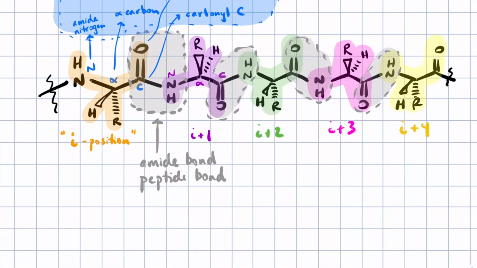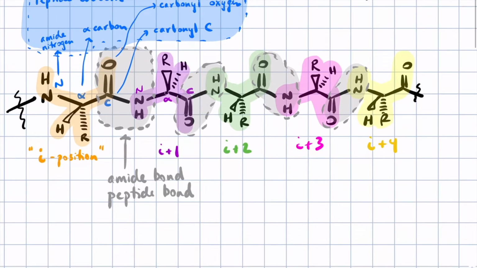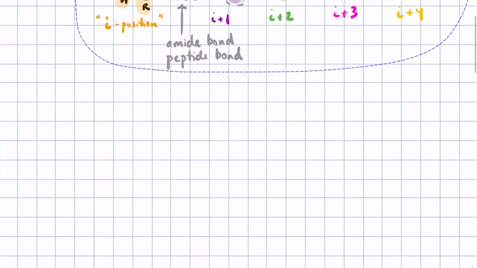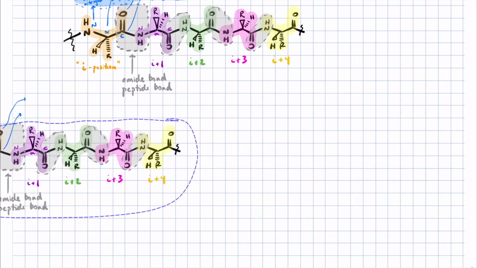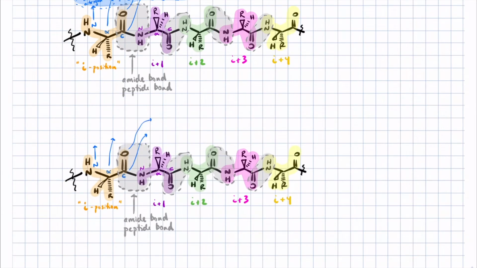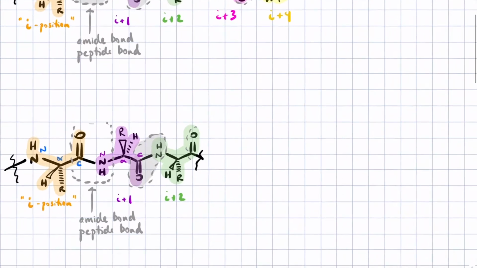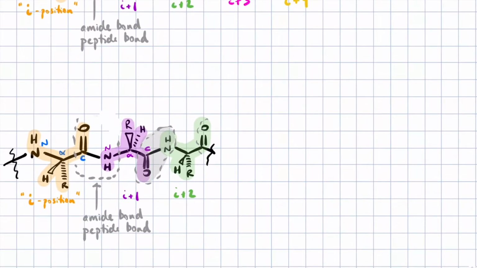So I want to talk a little bit, before we even worry about what the side chains are, about the shape and structure of peptides and proteins. And to do this, we're going to focus in on just the purple amino acid and the amino acids that are in front and behind of the purple amino acid.